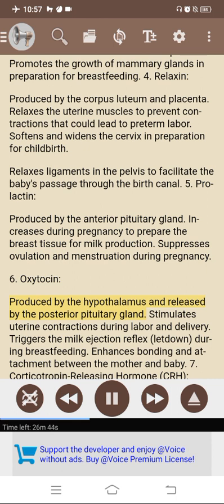6. Oxytocin. Produced by the hypothalamus and released by the posterior pituitary gland. Stimulates uterine contractions during labor and delivery. Triggers the milk ejection reflex (let-down) during breastfeeding. Enhances bonding and attachment between the mother and baby.